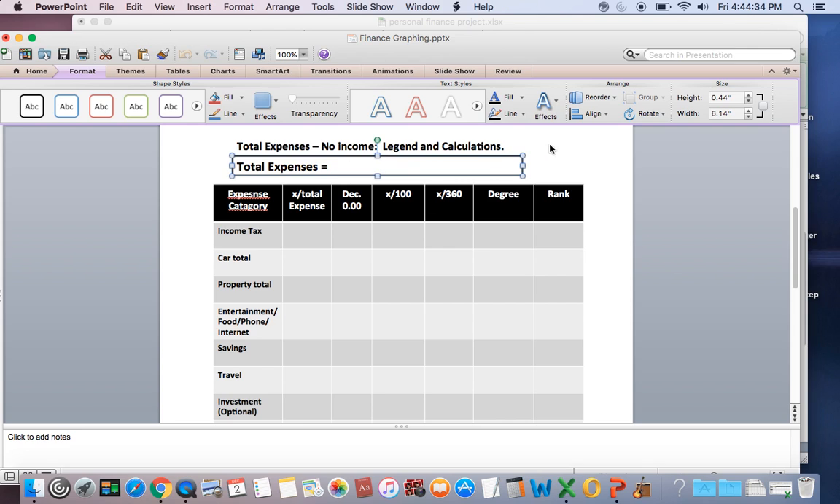Will it let me modify it? I don't know. Come on. There we go. So I have 157,700. That's going to be my total expenses. So this now is our whole. That's what the circle is going to represent.